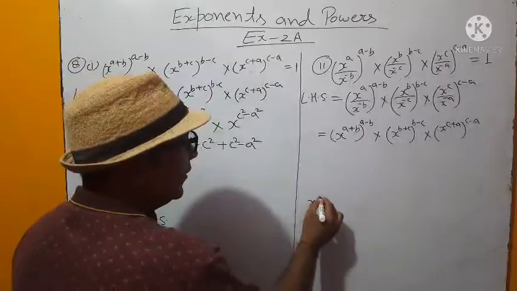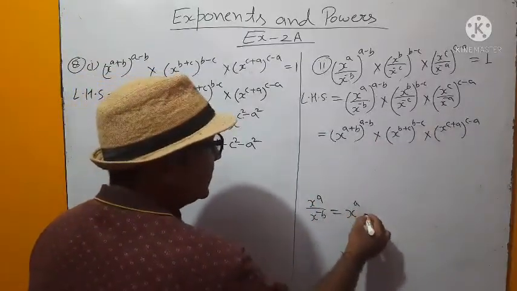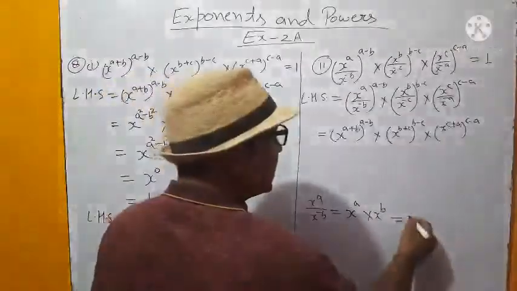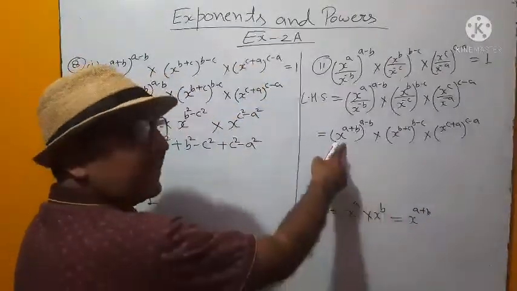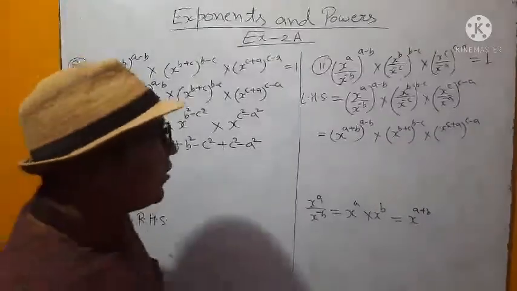See here, x^a upon x^-b can be written as x^a into x^b, and when bases are the same, the exponents will be added. So this you can write directly here. This is the calculation part.